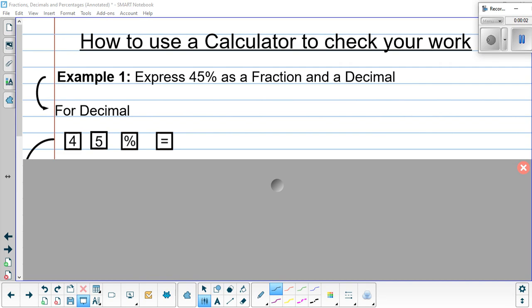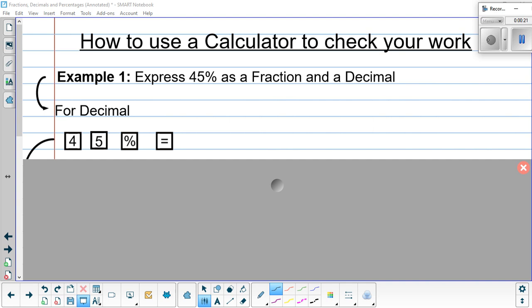Hi, you're here with Mr. Canada, and today we're going to look at how we use a calculator to either check our work with fractions, decimals, and percentages, or how we just use a calculator to find each of our fractions, decimals, and percentages. So it's very simple. It's going to differ calculator to calculator, but I've broken it up as simple as I can.